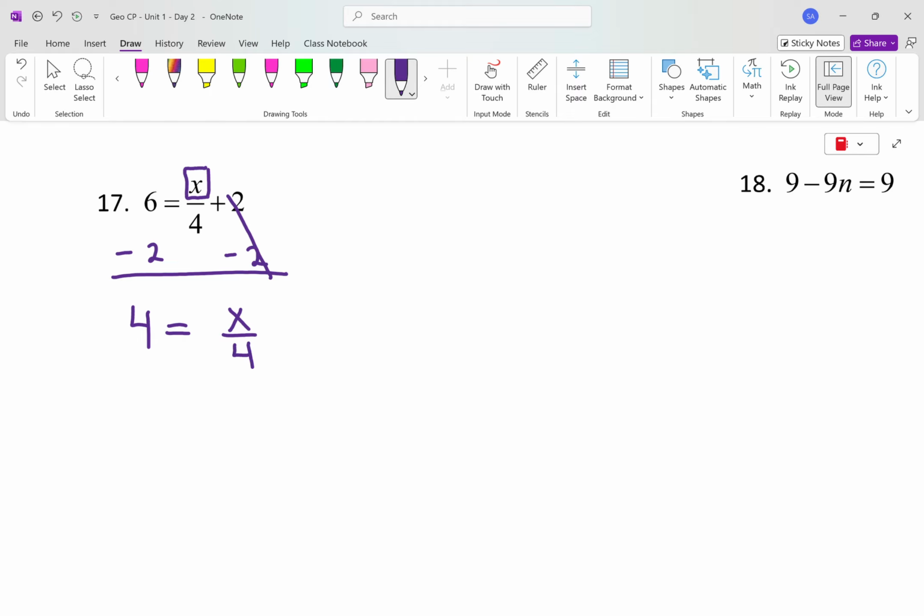Now that fraction part, we know that means division. To undo division, what are we going to do? Multiply. So these 4's cancel, and we are going to get x is equal to 16.